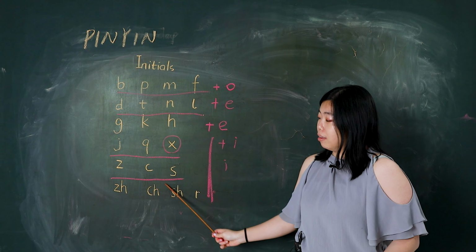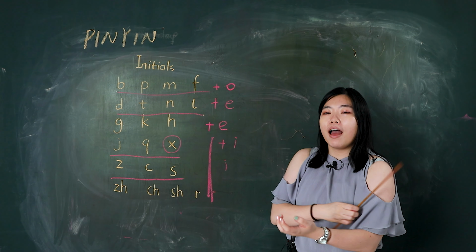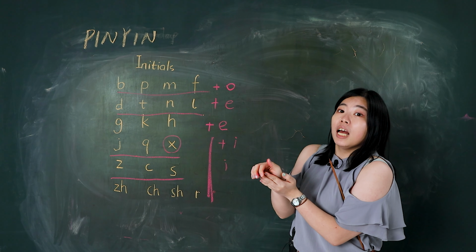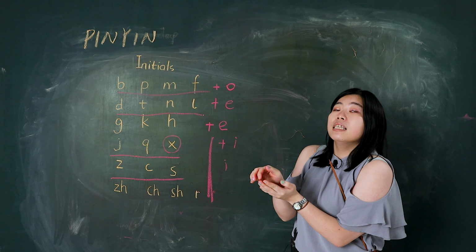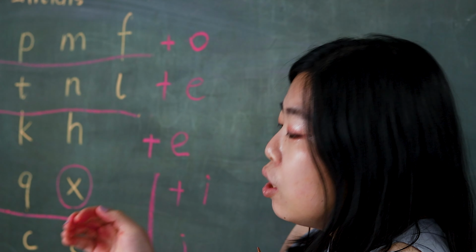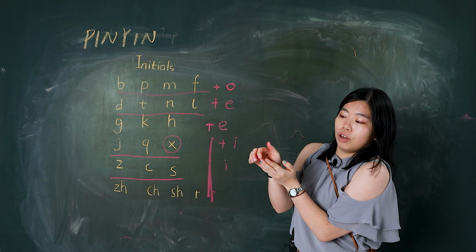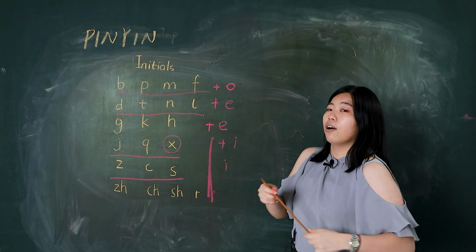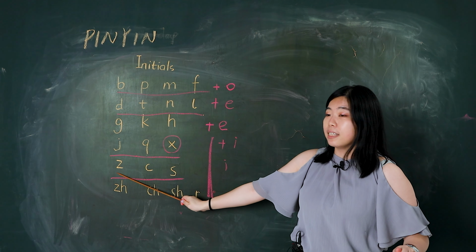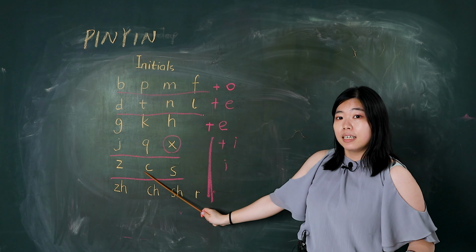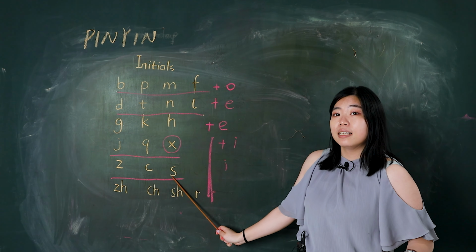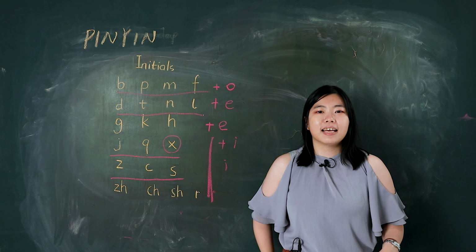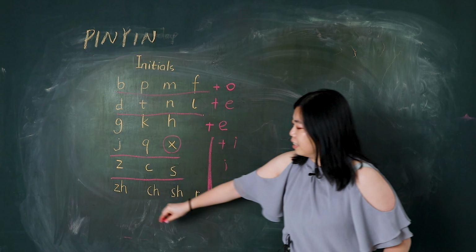And this one, no touch. Very close, but no touch. S, s. So you see, here you don't touch. So let the air go out. S. Okay, read with me one more time. Z, c, s. Okay, let's go to the last line.